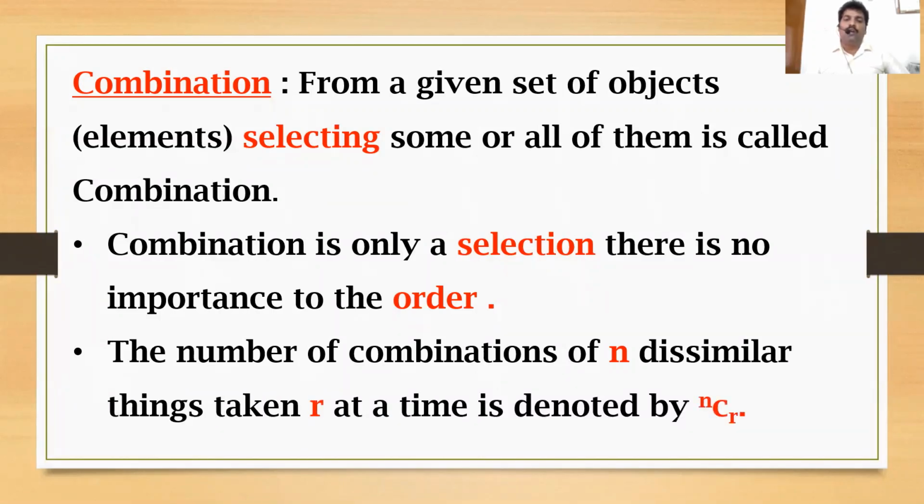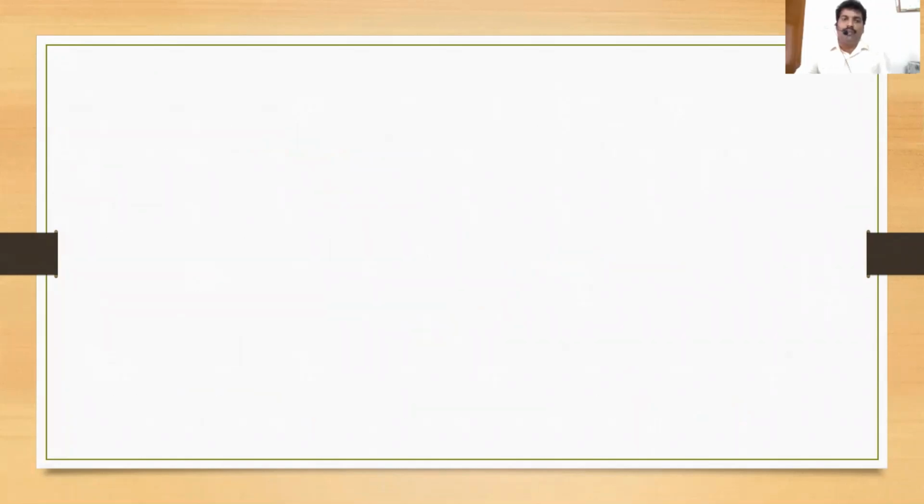The number of combinations of n dissimilar things taken r at a time is denoted by nCr. Here n indicates the number of given things. Here r indicates that out of the given n things, we are selecting r things. Here C means combination.